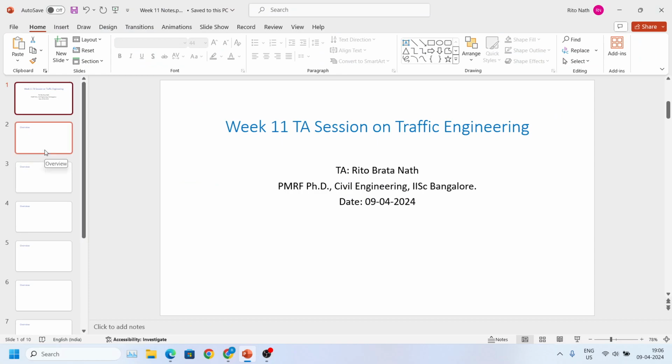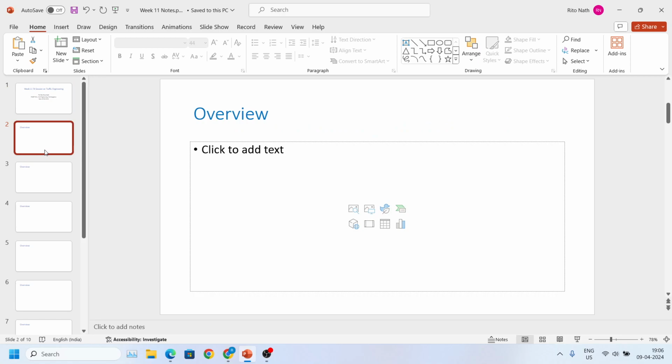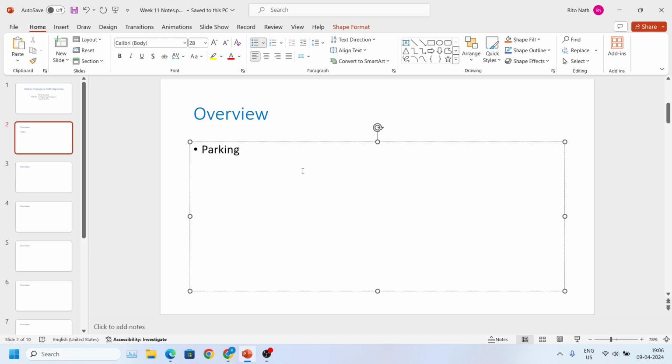Okay, to give you an overview of the topics that have been covered this week, the first part is related to parking: parking supply and demand to begin with, then parking management. After that, it moves to the traffic safety part.